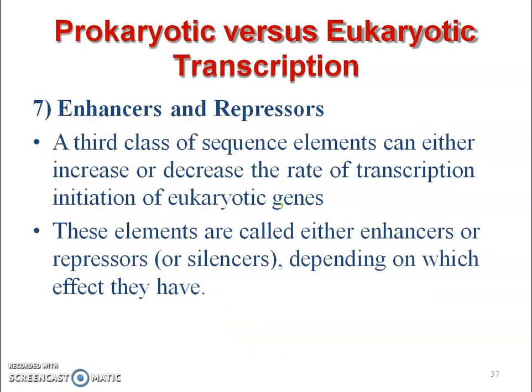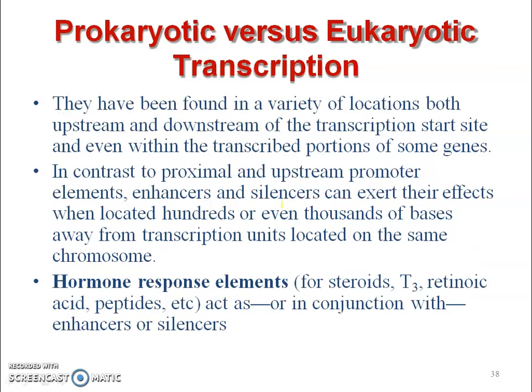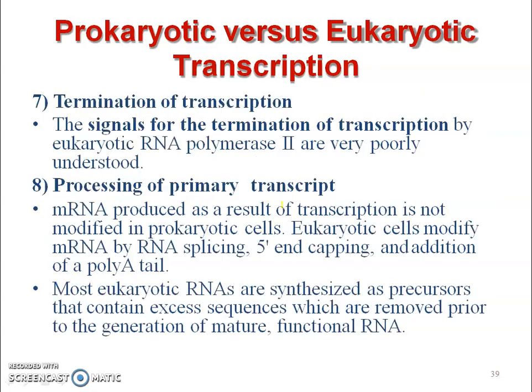Then enhancers and repressors, a third class of sequence elements, either increase or decrease the rate of transcription initiation of eukaryotic genes. These elements are called enhancers or repressors. They have been found in a variety of locations, both upstream and downstream of transcription, along with hormone response elements, which act in conjunction with enhancers or silencers. Then termination of transcription. The signals for the termination of transcription by eukaryotic RNA polymerase 2 are very poorly understood.